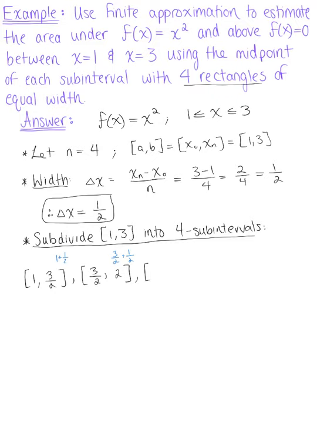Then our third subinterval starts at 2, and 2 plus 1/2, or 4/2 plus 1/2, leaves us with 5/2. And last but not least, our fourth subinterval starts at the previous interval's endpoint, and 5/2 plus the width, 1/2, leaves us with 6/2 or 3, which is what we needed to find. This is a great way to check our math to make sure we're heading in the right direction. So these are our 4 subintervals.